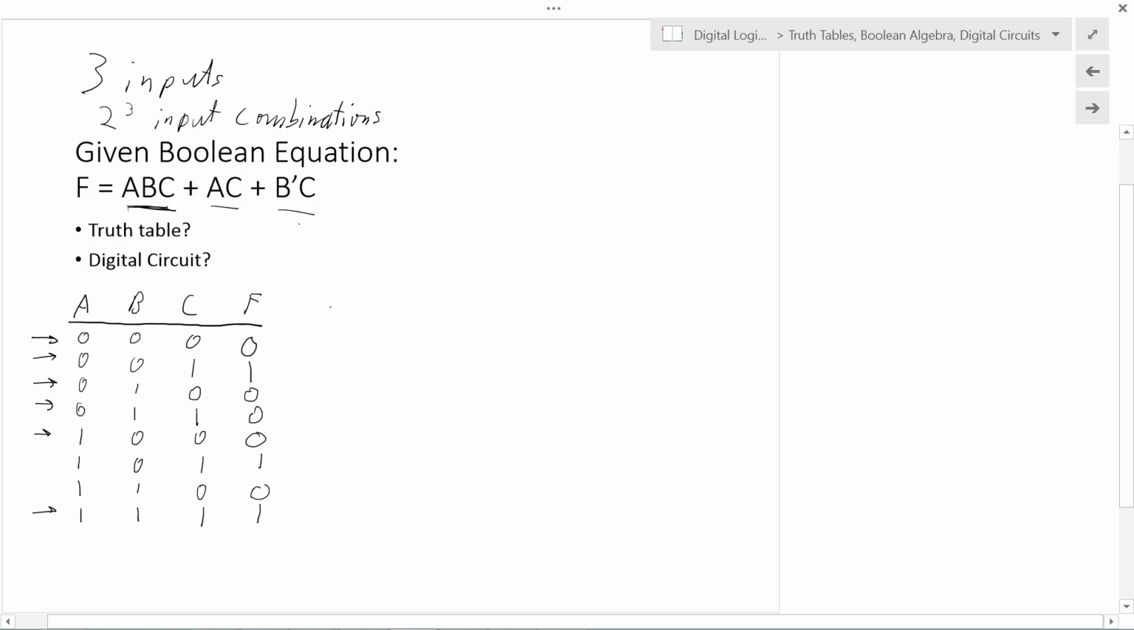So a question now, how do we implement a digital circuit for this Boolean equation? Well, let's list out our input variables. A, B, and C.